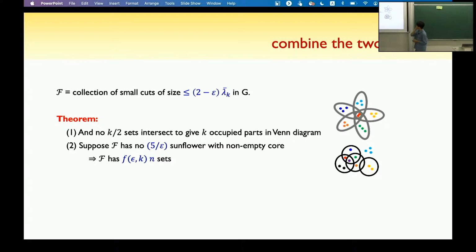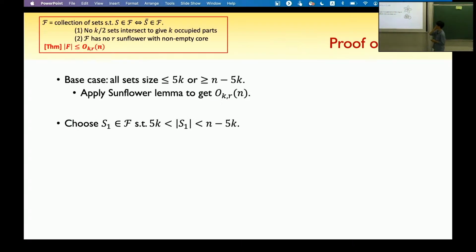This is kind of a quick induction as well. The base case is when all sets are extremely small or extremely large. Because we assume that the set system is symmetric, we can just use the sunflower lemma and be done with it. Then we can assume that there exists a set of intermediate size. Suppose there is an S1 in our set system whose size is strictly between 5k and n minus 5k.